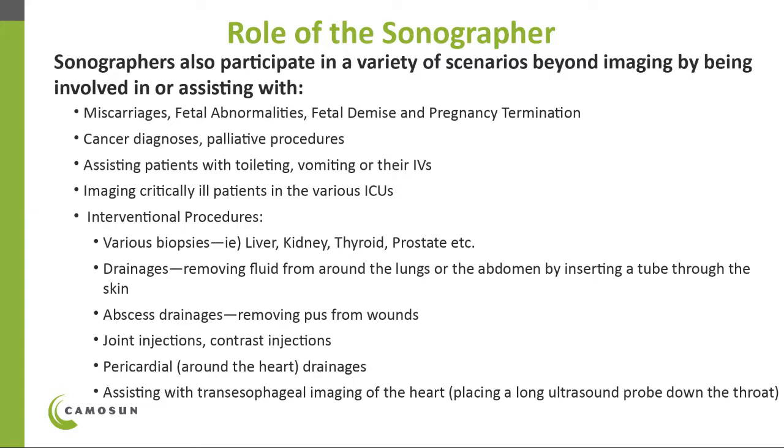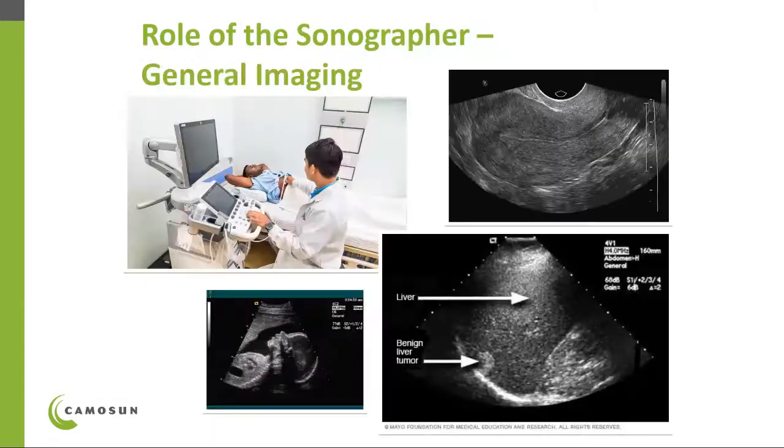We do things that we call interventional procedures. Those are things like biopsies, drainages, like removing fluid, pus, things like that from the body, abscess drainages, and joint injections. So we'll put needles right into the joint and put contrast agents in or steroids to help an inflamed joint. Matt will get into this shortly. Matt is our cardiac expert, and he will talk about pericardial drainages and transesophageal ultrasounds, where we're actually putting probes down people's throats. Well, we're not, but the doctor is.